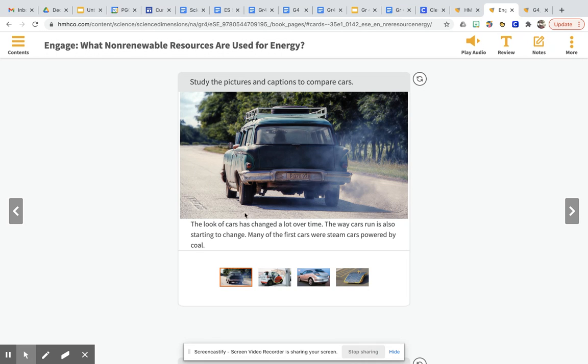Take a look at this car, and I want you to just begin to think about how the way this car looks may be different from the cars that we are used to.